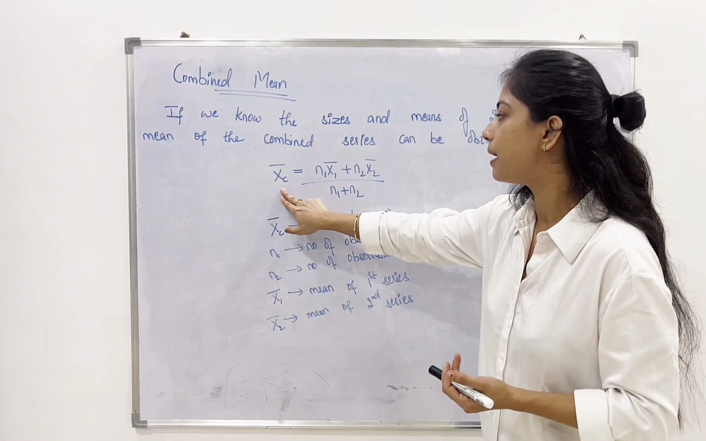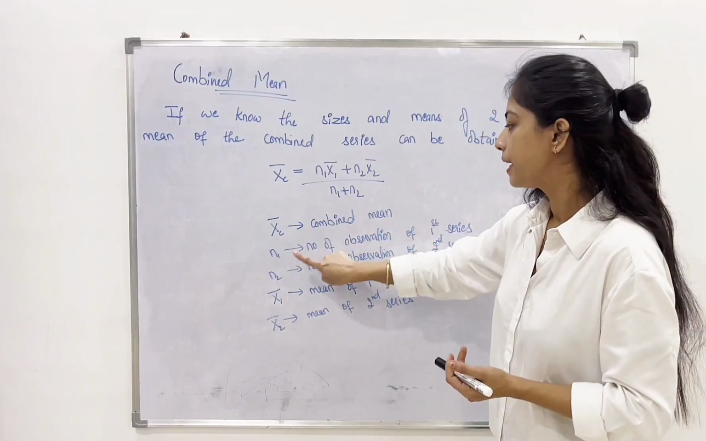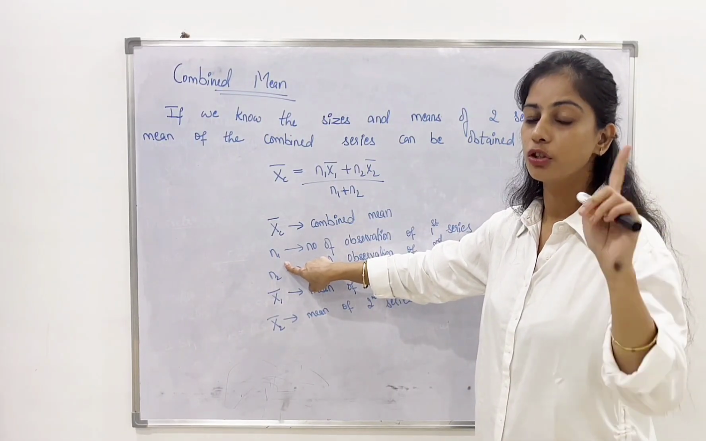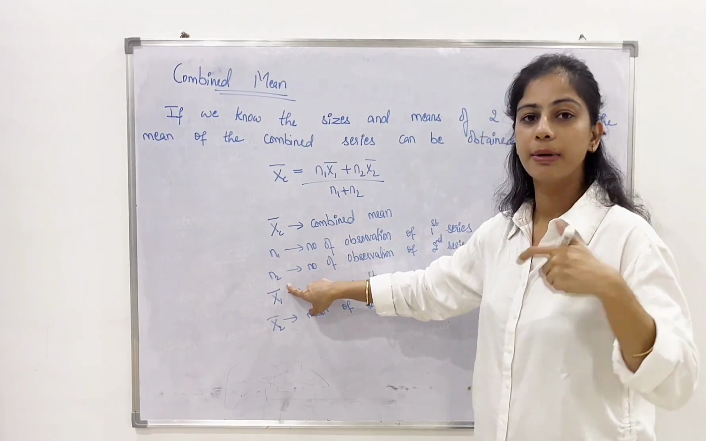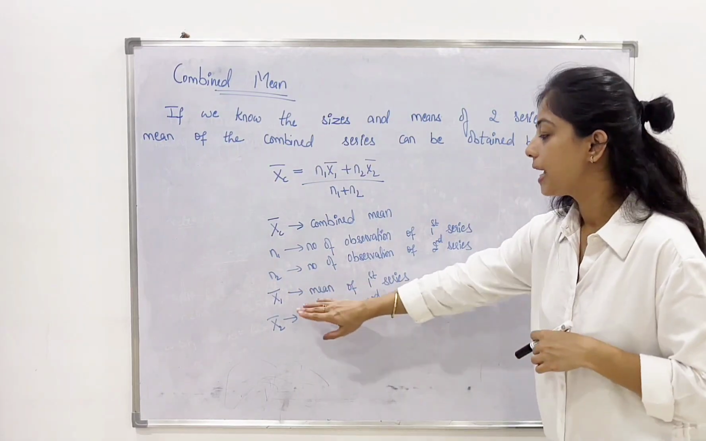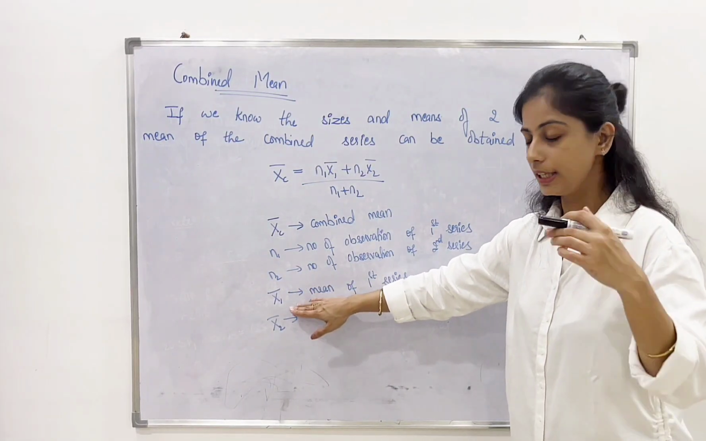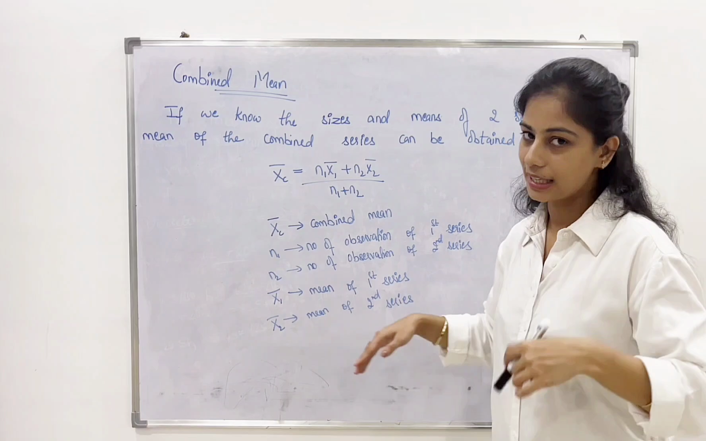Here x bar c is nothing but the combined mean. N1 is the number of observations of the first series. N2 is the number of observations of the second series. X1 bar is the mean of the first series. X2 bar is the mean of the second series.